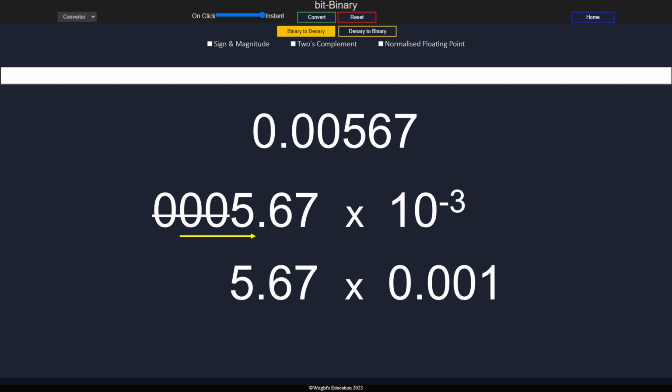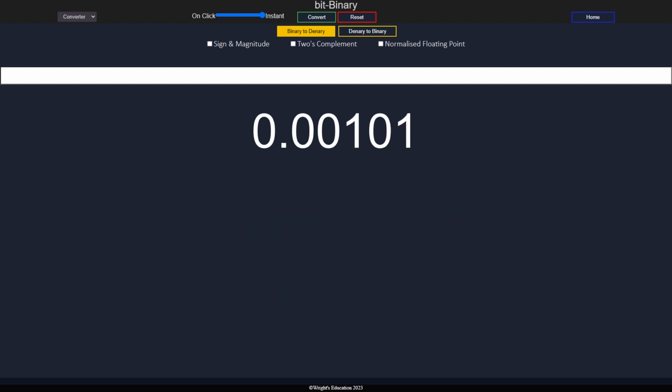So all we need to do to represent fractions using the scientific method is have a negative exponent, which will push the floating point to the left. It is the same for normalized floating points as well.